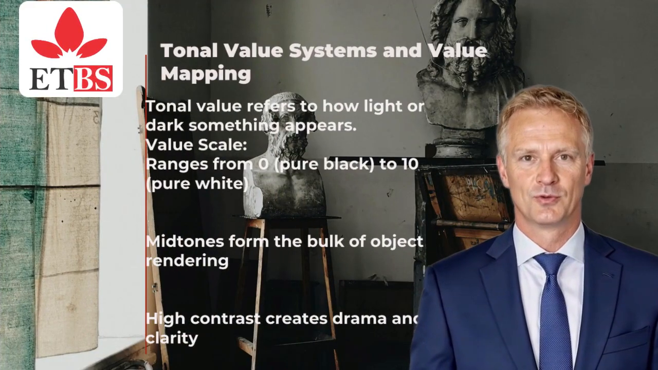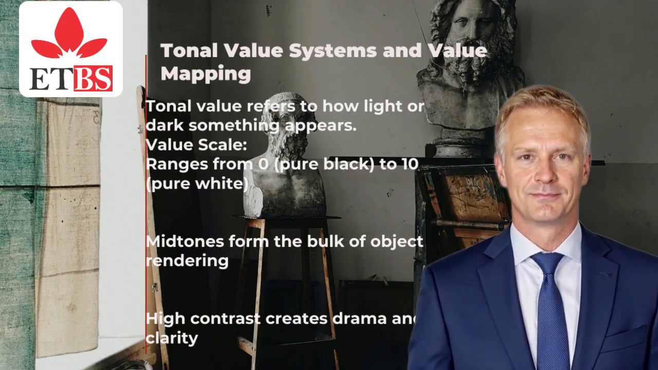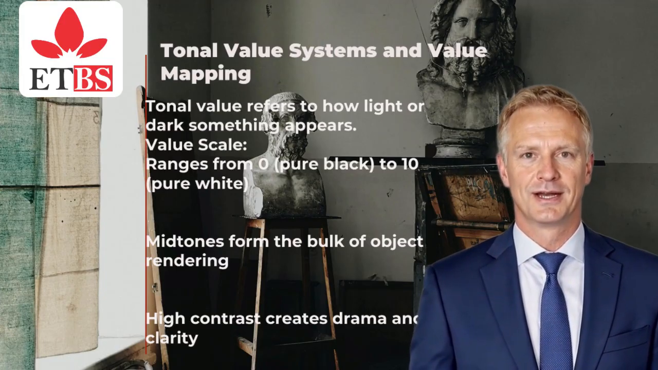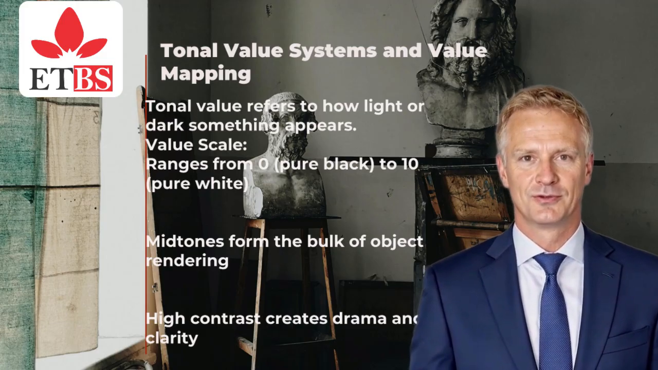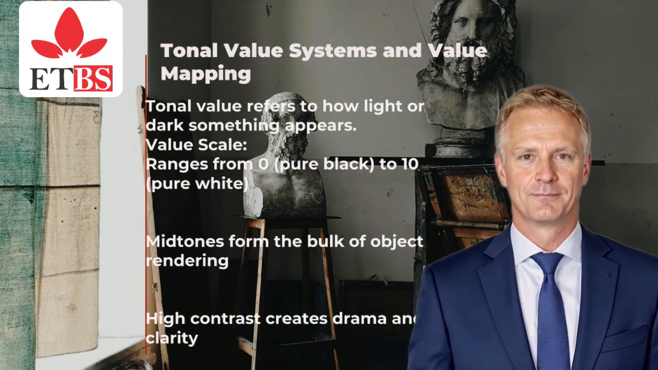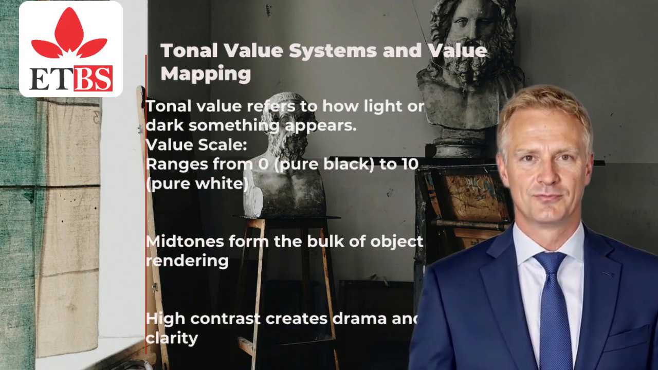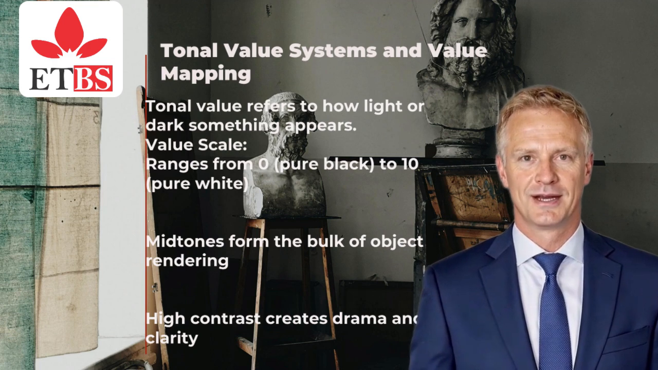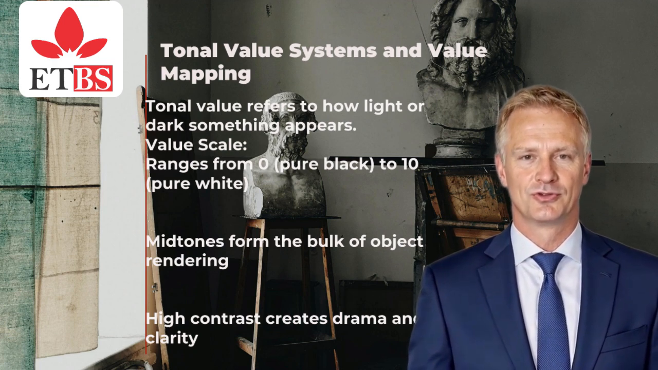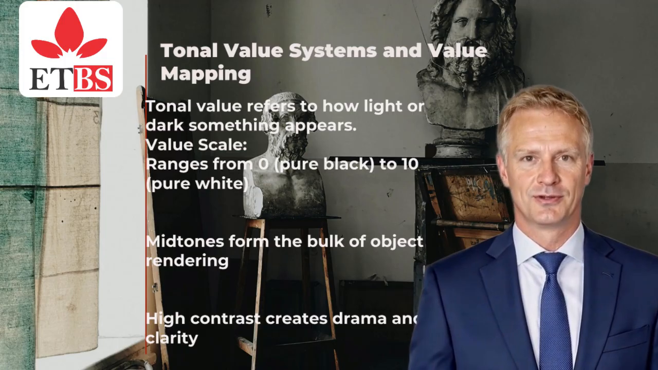3. Tonal value systems and value mapping. Tonal value refers to how light or dark something appears. Value scale ranges from 0, pure black, to 10, pure white. Midtones form the bulk of object rendering. High contrast creates drama and clarity. Subtle tonal shifts create atmosphere and realism.